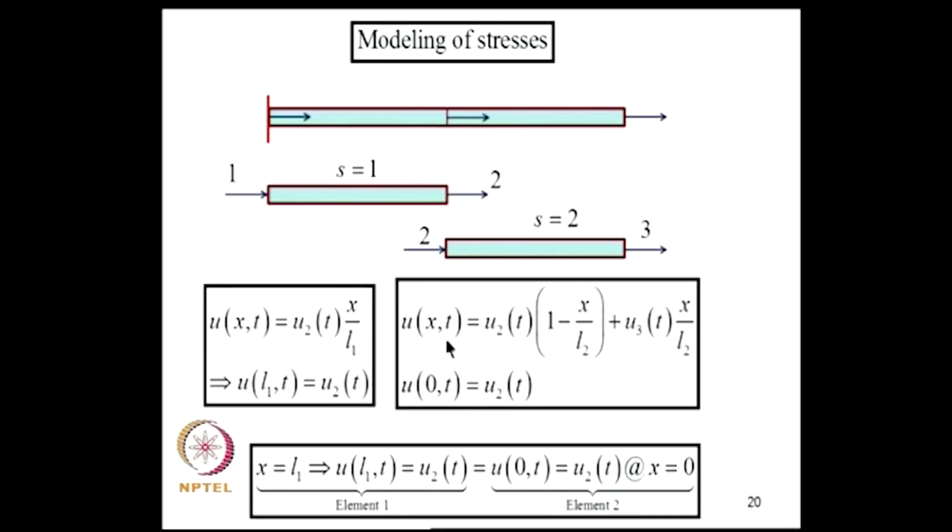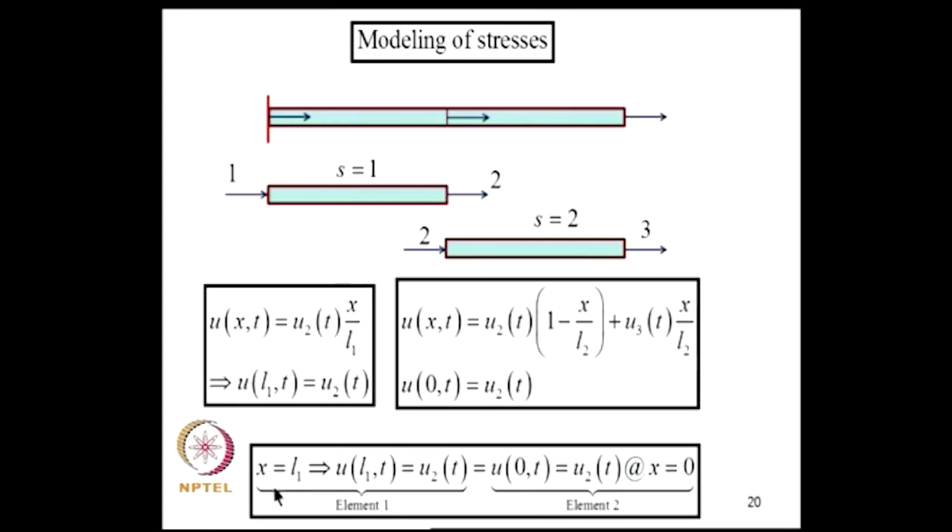Now, for the second element, the displacement field is u2 of t into the first shape function plus u3 of t into the second shape function. So, again at x equal to 0, which is a common point for both these elements, if you now compute the displacement, I get u of 0 comma t is u2 of t. So, as far as displacement field is concerned across these 2 elements, it is continuous. Whether you view this point from the point of view of this element or this element, you get the same value for the displacement.